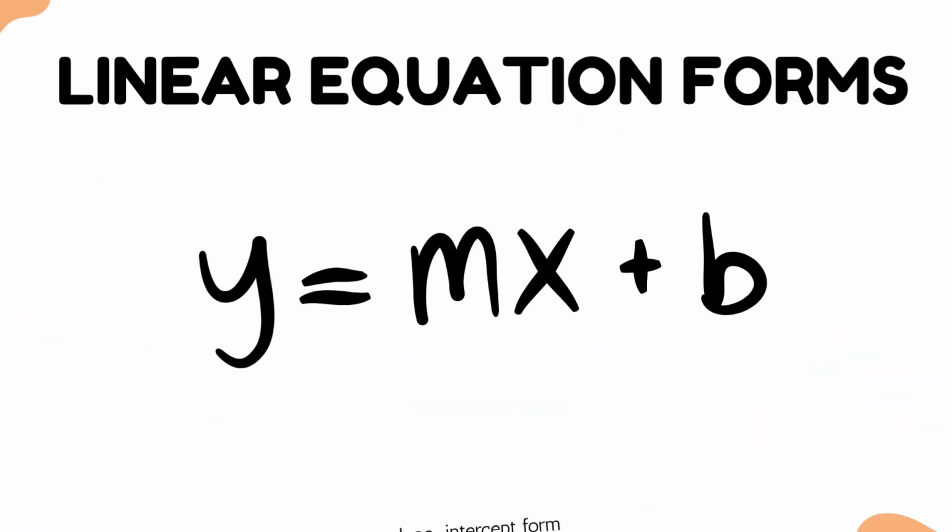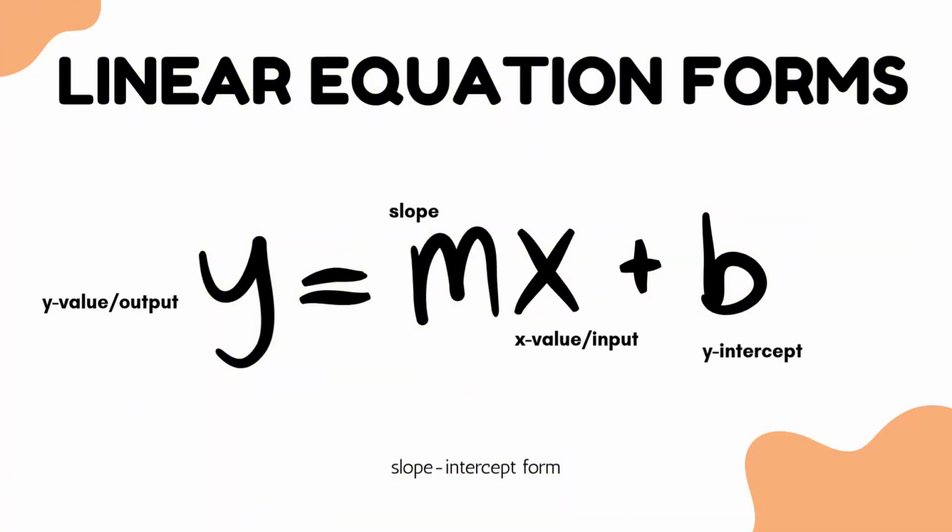First off is slope-intercept form, y equals mx plus b. Y is the output/y value of any point, m is the slope/pattern, x is the input/x value of any point, and b is the y-intercept. B will just be a number, but remember this number is the y value of the y-intercept point.